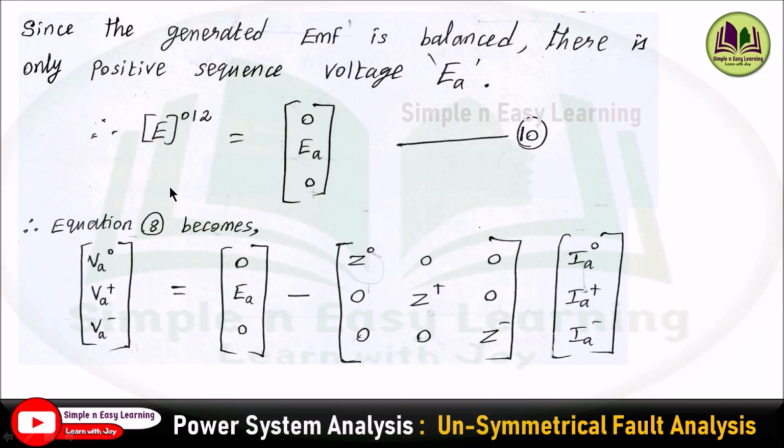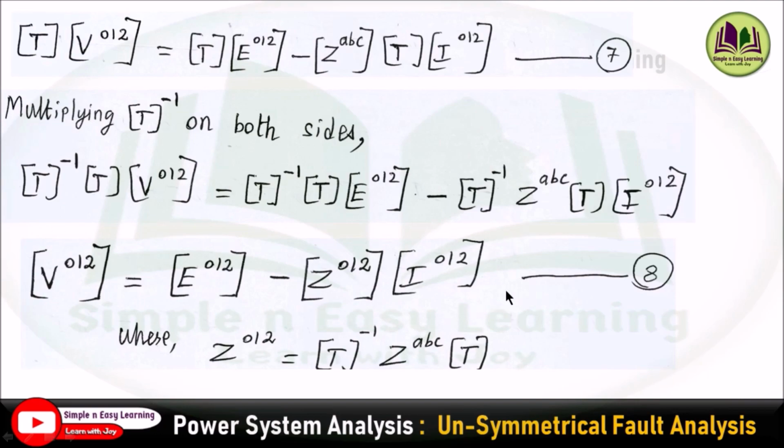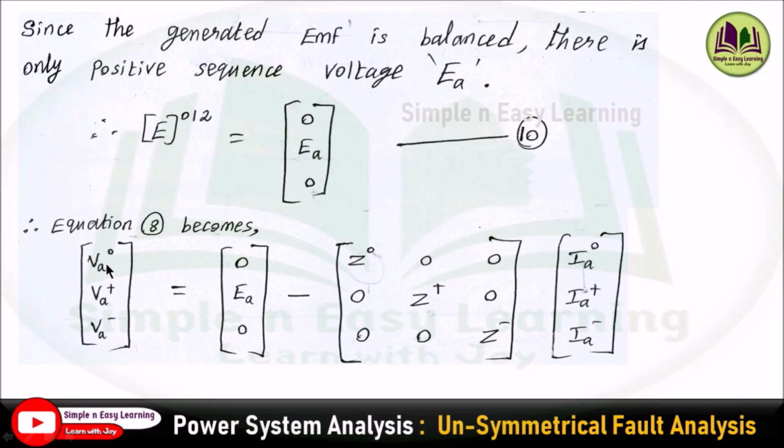So the 8th equation can be written as VA0, VA plus, VA minus equal to 0, EA, 0, only the positive sequence voltage being present, minus the Z012 matrix into IA0, IA plus and IA minus. Now you can expand this matrix. So VA0 equal to 0 minus Z0 into IA0, that is equal to minus Z0 into IA0. This is your VA0 value. Similarly VA plus is EA minus Z plus into IA plus, and VA minus is 0 minus Z minus into IA minus. Like that we can expand this matrix and get the symmetrical components of voltage.